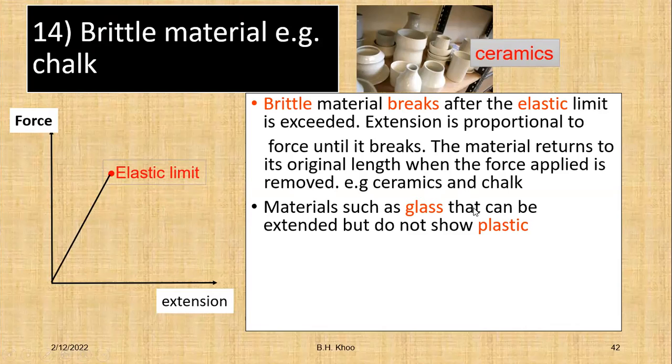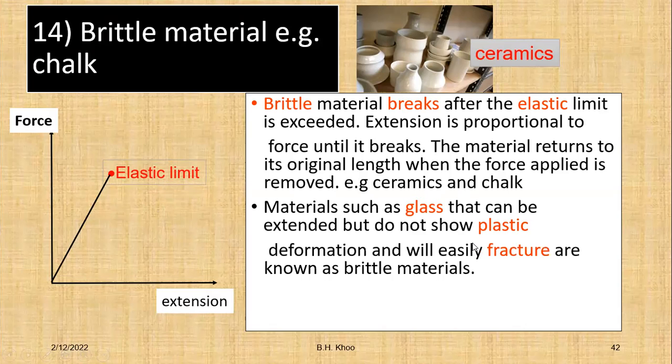Materials such as glass that can be extended but do not show plastic deformation and will only easily fracture are called brittle materials. So it doesn't have this section there. It's just a straight line. After that, it just breaks. It doesn't have this section. This is called the plastic region. Brittle materials don't have that plastic region.